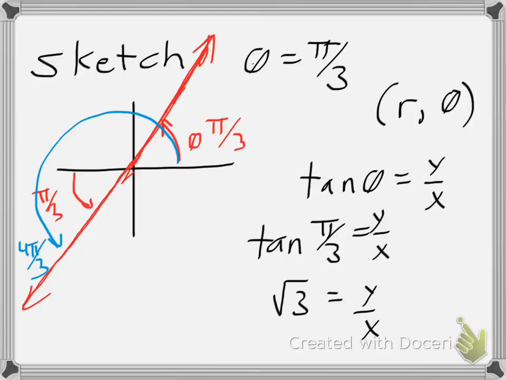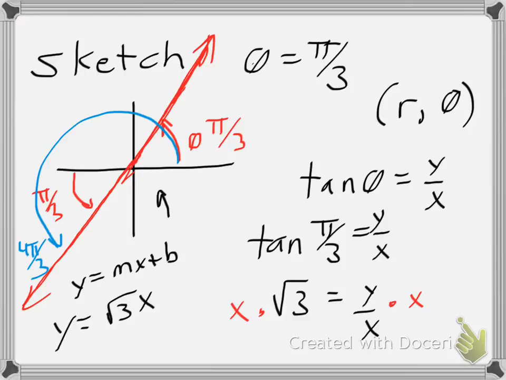So if I'm putting this into rectangular form, I can solve for y by multiplying each side by x. And I'm left with the rectangular equation of y equals square root of 3 times x. Now this may look familiar to you. This is our slope-intercept form. So this implies we have no y-intercept, which if you look at this graph as a rectangular coordinate, you can see it goes through the origin.